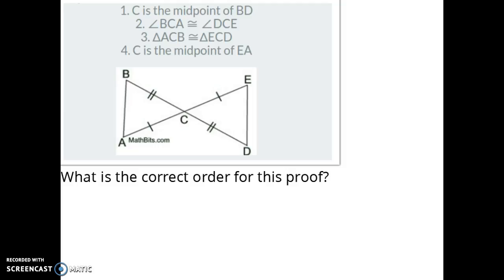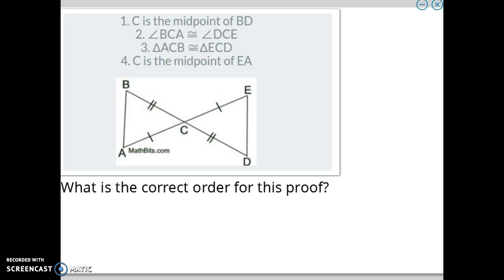What is the correct order for this proof? So that implies the proof is already out of order. So let's figure it out. C is the midpoint of BD. Angle BCA is congruent to angle DCE. That's not marked, so I'm going to mark it. And triangle ACB is congruent to triangle ECD. And C is the midpoint of EA.